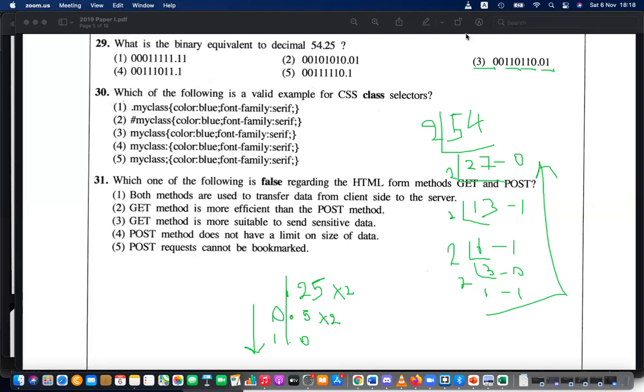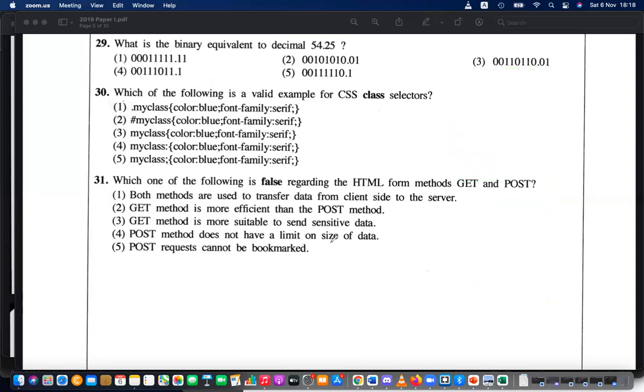Okay, question number 30. So let me delete this. Hope this is correct. Question number 30 and 31. Can you provide your answers?